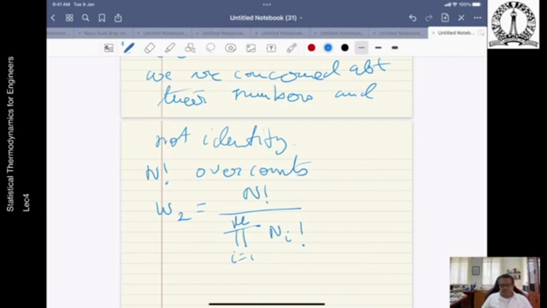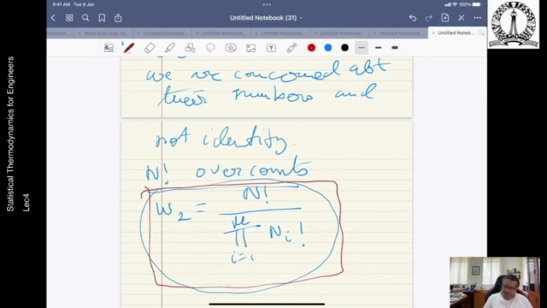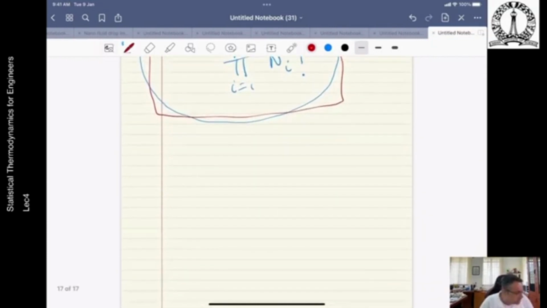Understood the point? So this overcounts. Now to get the real answer, we have to divide by the individual permutations that happen within the containers. We have to take that out. So this is the ultimate result that you should get. These are for n distinguishable objects arranged in m containers such that the ith container contains n_i objects. So this brings us to the third question.